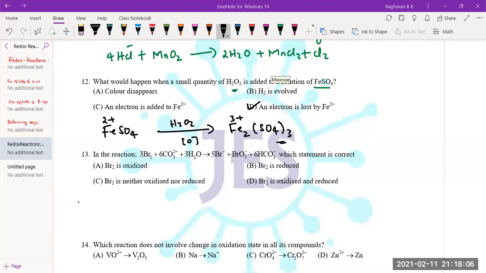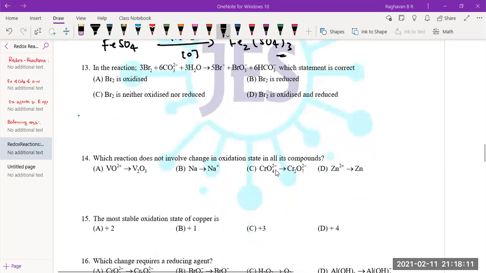Right. Next. In the reaction given here, which statement is correct? Option D. That's correct. Now, can it be called disproportionation? Yes, sir.